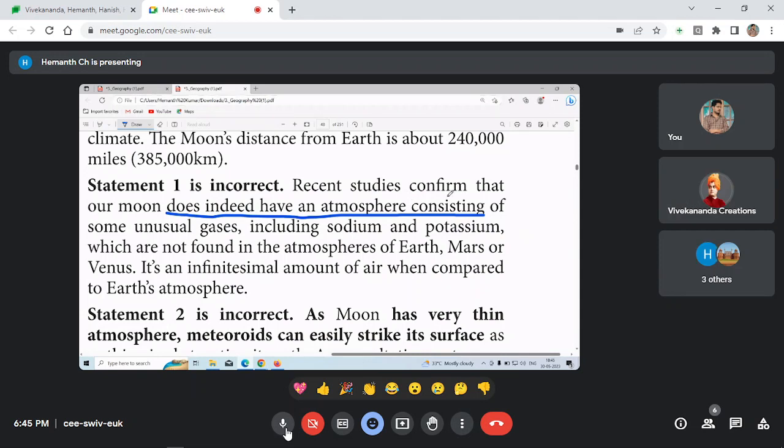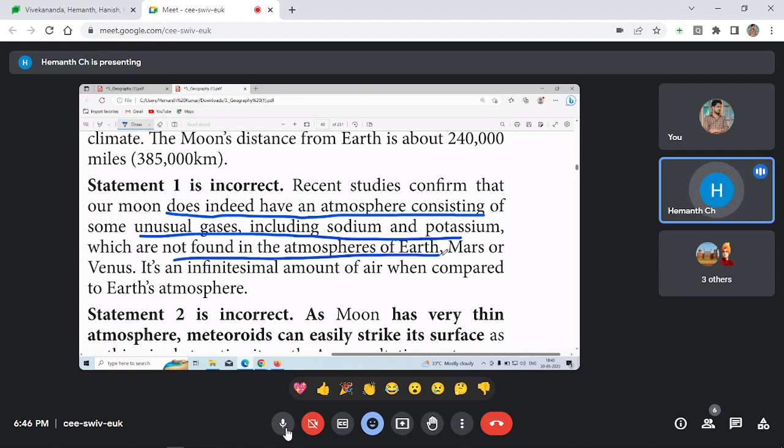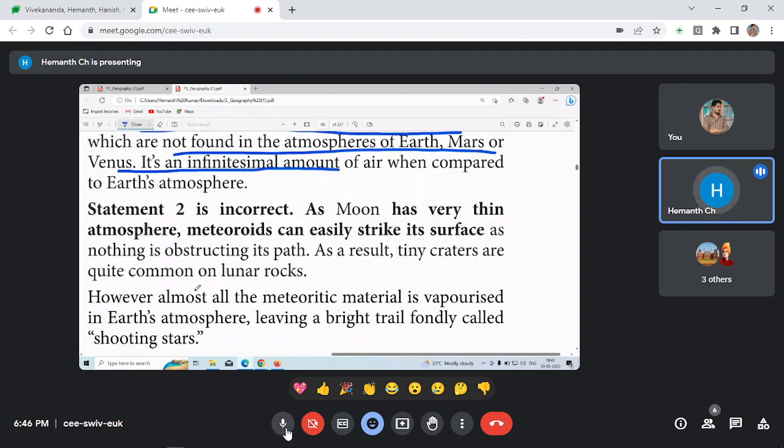Recent studies confirm that our moon does indeed have an atmosphere, consisting of some unusual gases including sodium and potassium, which are not found in the atmosphere of the Earth, Mars, Venus. It's an infinitesimal amount of air when compared to the Earth's atmosphere. As the moon has a very thin atmosphere, meteorites can easily strike its surface as nothing is obstructing their path. As a result, tiny craters are quite common on the lunar rocks.